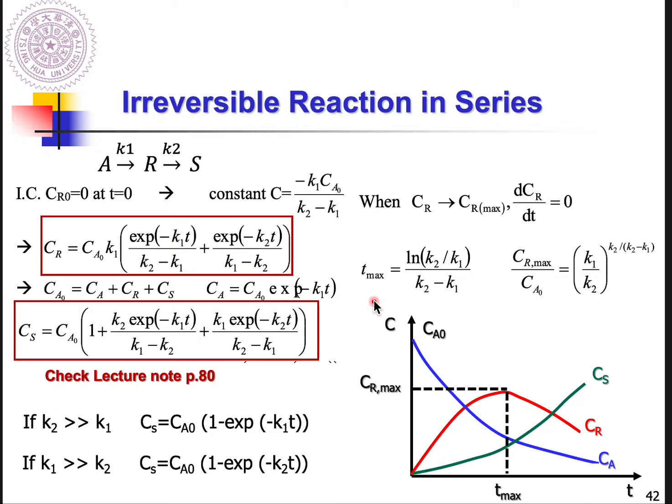But some people will probably have questions: if it's very difficult to measure Cr, is there any chance to estimate k1 and k2?